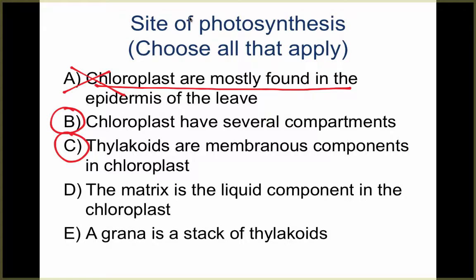The matrix is a liquid component of the chloroplast. That would be wrong, right? Like I mentioned, matrix is in the mitochondria, and the area around the thylakoids is the stroma. And the last, the grana is a stack of thylakoids. That is correct as well.